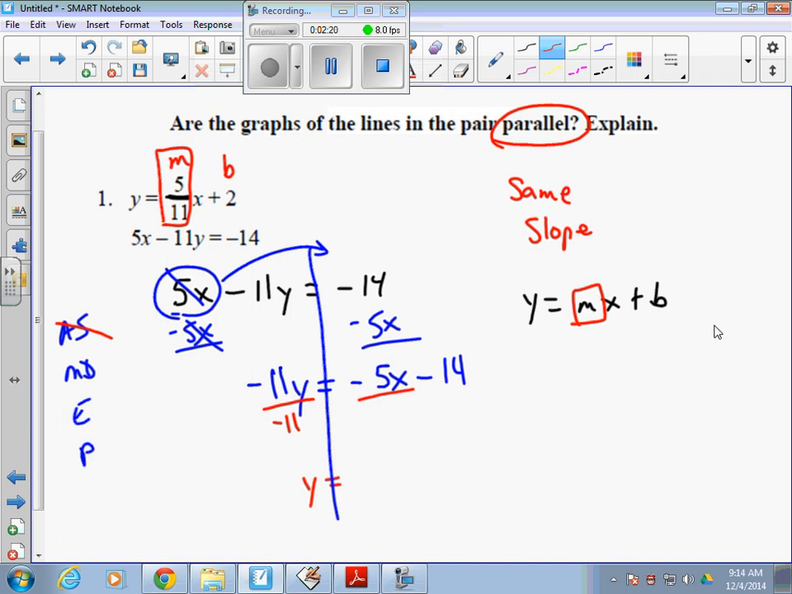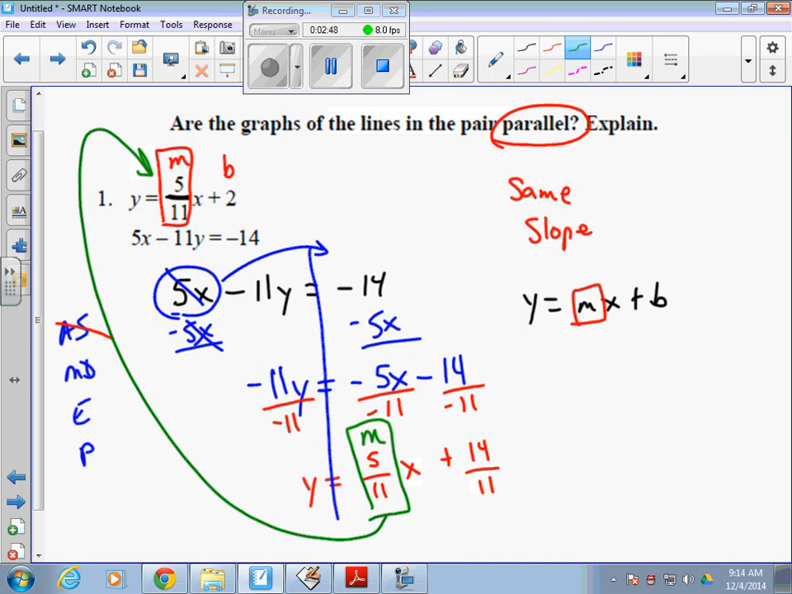If you do it to the left side, you have to divide by everything on the right side. A negative divided by a negative, 5 divided by 11, is going to be a positive 5 over 11x. Again, a negative divided by a negative is going to be a positive 14 over 11. Now it says mx plus b, so we can see its slope is 5 over 11. Comparing it to the original slope of equation number 1, we can see they are the same. So the question asks, are the lines parallel? The answer is yes. Where it tells you to explain yourself, they have the same slopes.